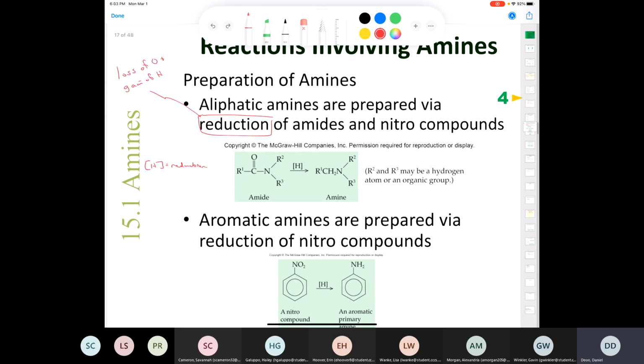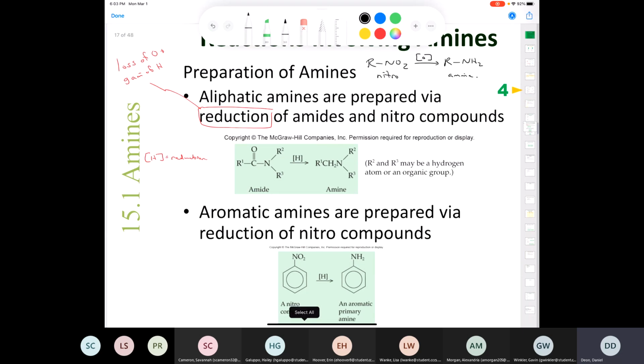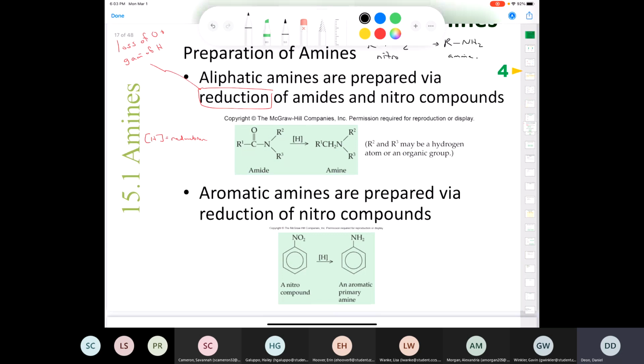If you're wondering what a nitro is, a nitro looks like this, RNO2. This is a nitro. And if we do something similar, if we treat it with reduction conditions, we're going to get rid of those 2 oxygens, and we're going to replace them with 2 hydrogens. Okay, so a nitro to an amine. And here we're reducing a nitro to a primary amine. Anyhow, there you go. And that's shown down here at the bottom.